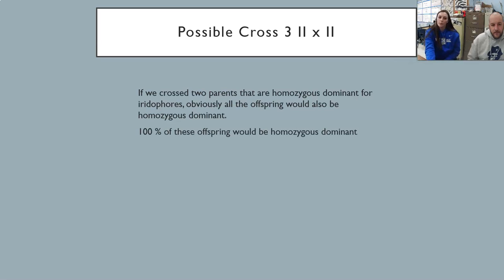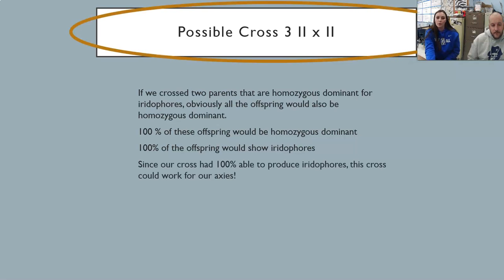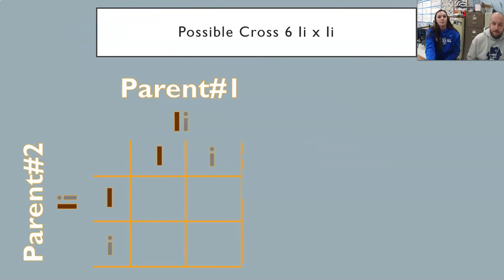So if 100% of these offspring would be homozygous dominant, 100% of the offspring would show the ability to make iridophores, and that's also consistent with what we saw for our offspring. So we can also have this cross. We haven't eliminated either one. So possible cross 2 and possible cross 3 both make sense. So let's make sure that possible cross 6 is also not one that we can look at.